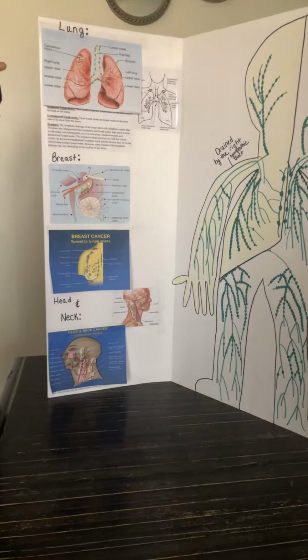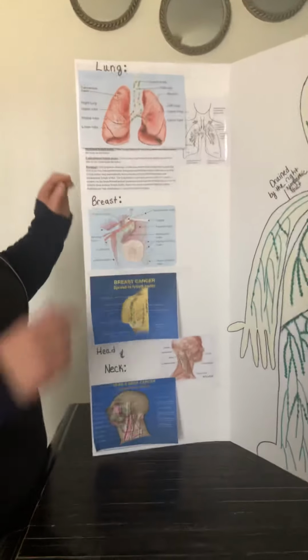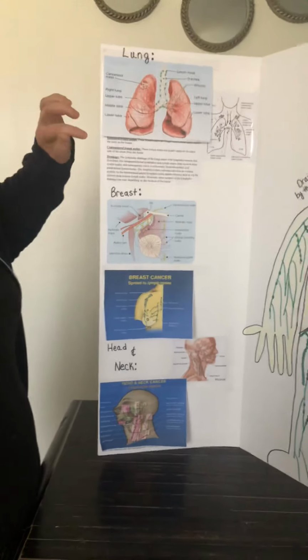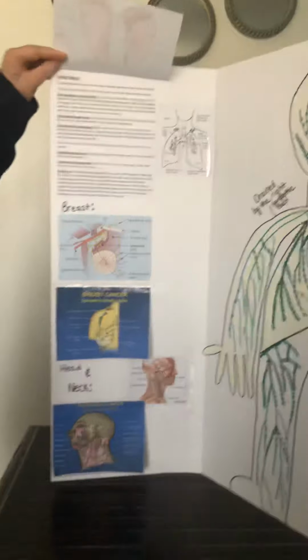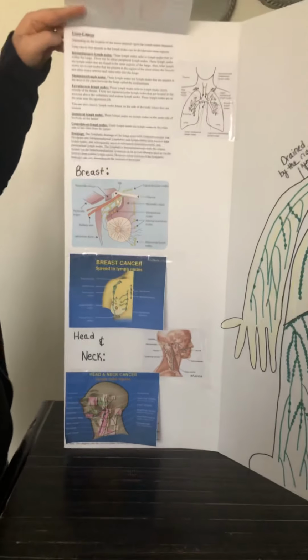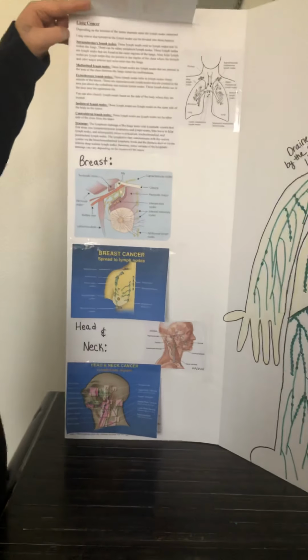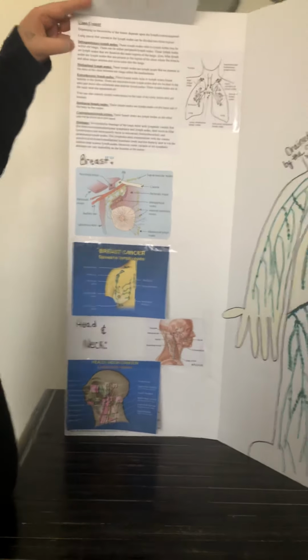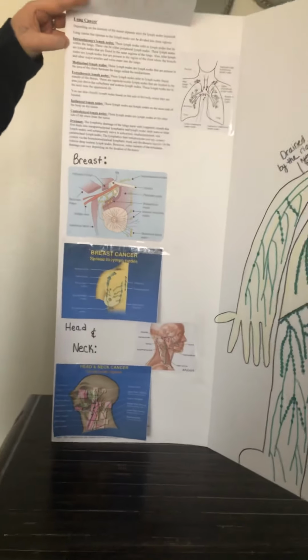Here I was sure to include a picture of the lung. Over here I have a colored picture of the lymph nodes in the lung. If we flip this over, you can see that the location of the tumor determines which lymph nodes are impacted. Lung cancer that spreads to the lymph nodes can be divided into 3 regions. Intrapulmonary lymph nodes refer to lymph nodes that lie within the lungs.